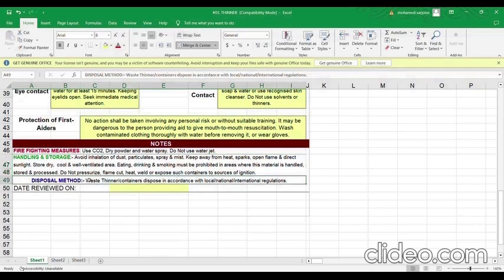Disposal method: waste thinner containers should be disposed of in accordance with local, national and international regulations.